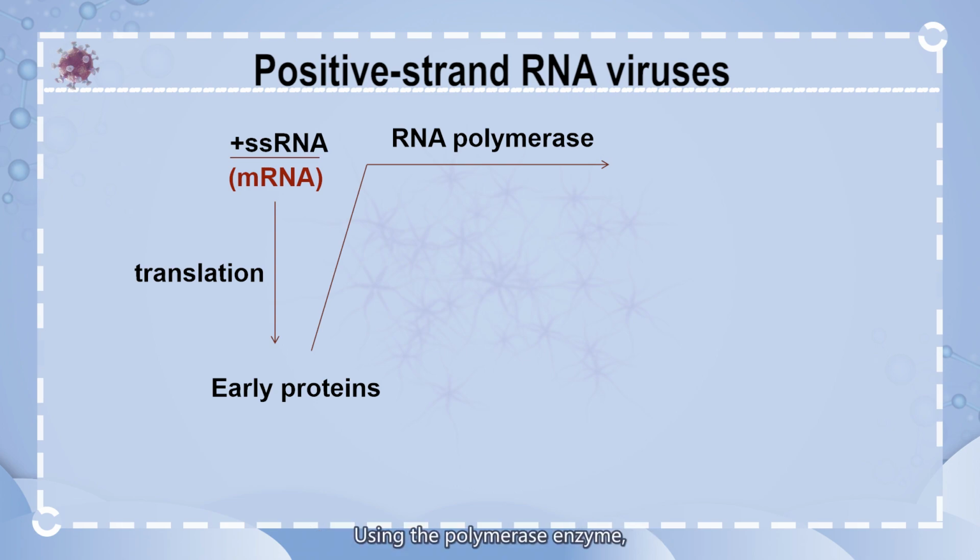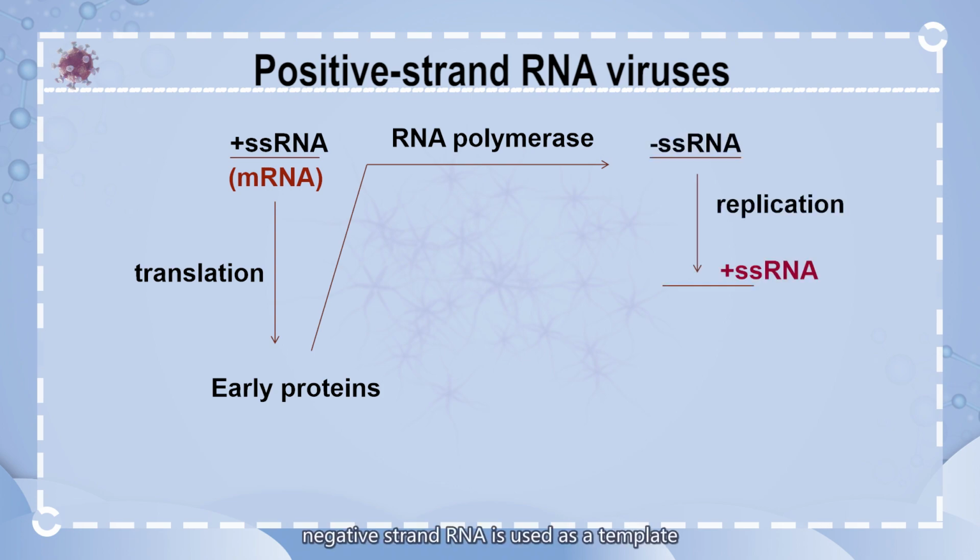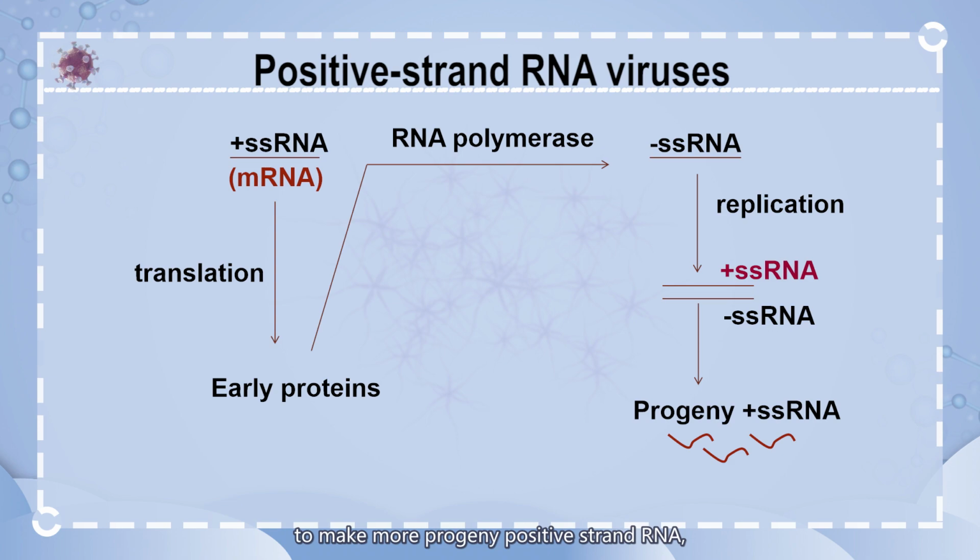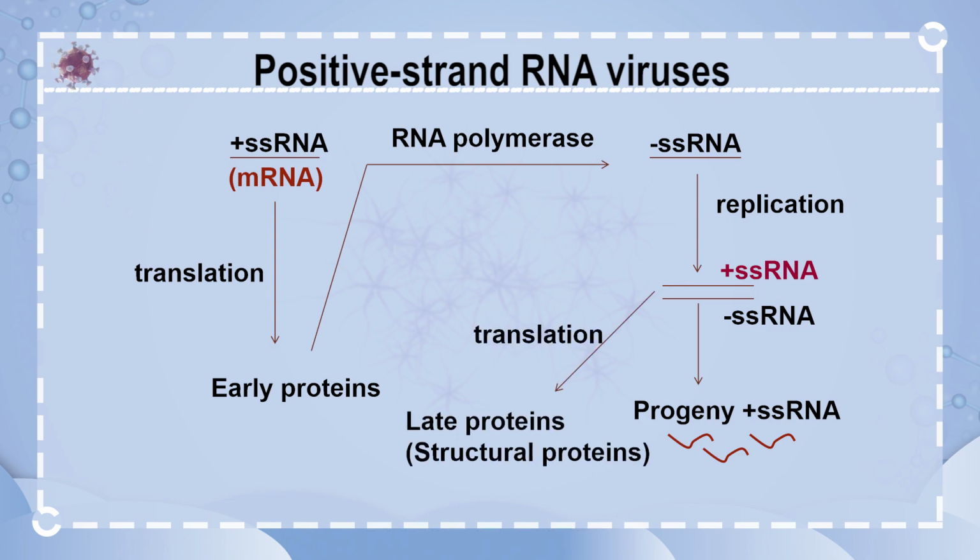Using the polymerase enzyme, the positive strand RNA is used as a template for the synthesis of the complementary negative strand. A temporary double-stranded RNA is formed, which is called the replicative intermediate. The negative strand RNA can be used as a template to make more progeny positive strand RNA, and the positive strand RNA of the replicative intermediate acts as mRNA for translation into more viral proteins, mainly new capsid proteins.